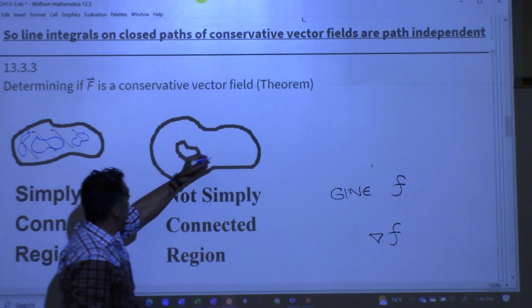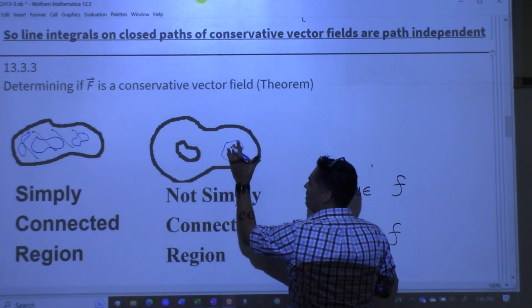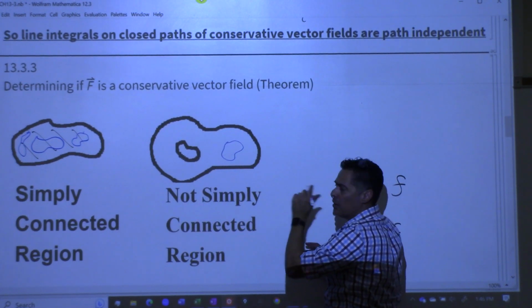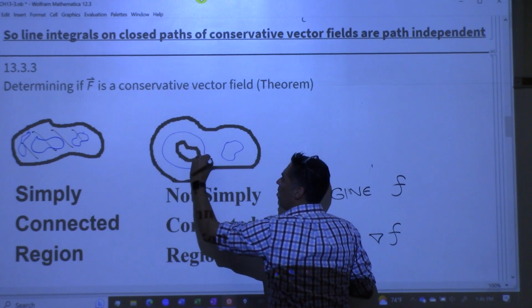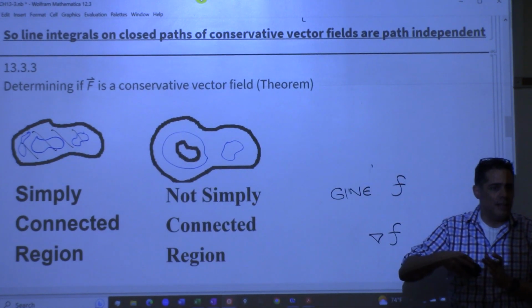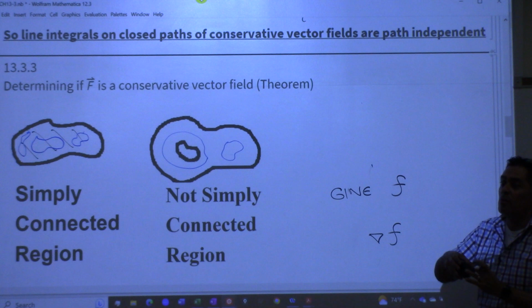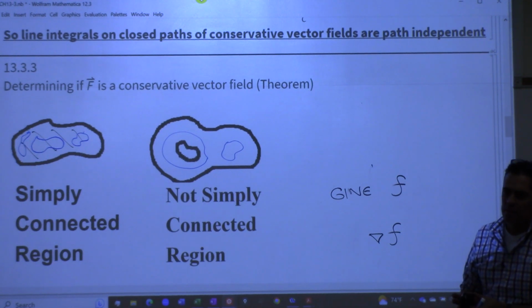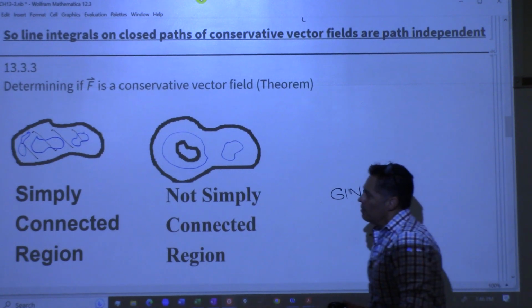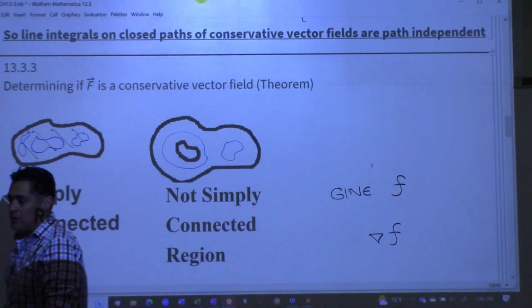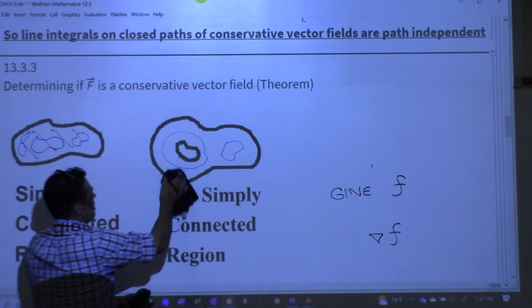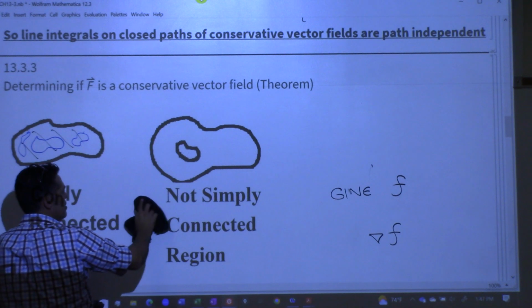But here, if I draw a path like this, could I shrink that down to a point? Sure, right? But does that work for every path in here? If I go on this path that goes around that, and I try to shrink it, I'm going to have to leave the region, aren't I? So that is not a simply connected region. When I continue with the rest of the notes and talk about simply connected regions, this is what I'm talking about, not that. That changes things. Theorems don't hold the same if I have that situation.